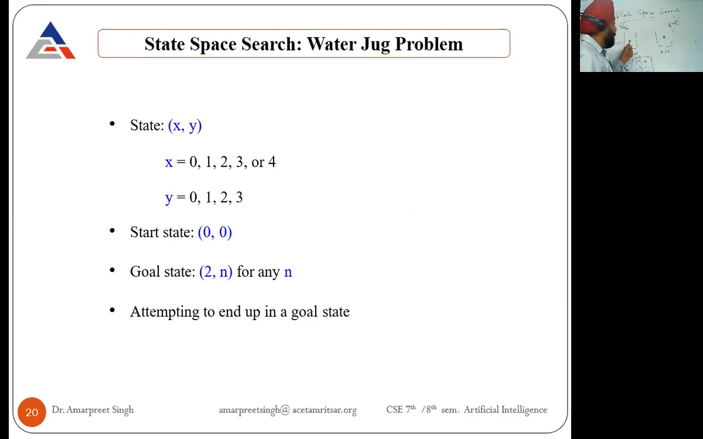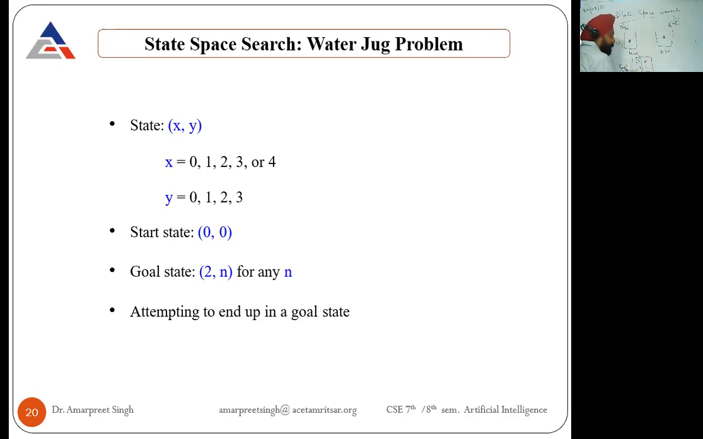X can be empty, that is 0, 1 liter, 2 liter, 3 liter or 4 liter. It can have 5 different states, and Y can have 4 different states: empty, that is 0 liter, then 1 liter, 2 liter and 3 liter. So there can be different permutations and combinations of both, and the start state is (0, 0) and the goal state is (2, n). I have taken x, we have taken n. So n can be 0, 1, 2 or 3.